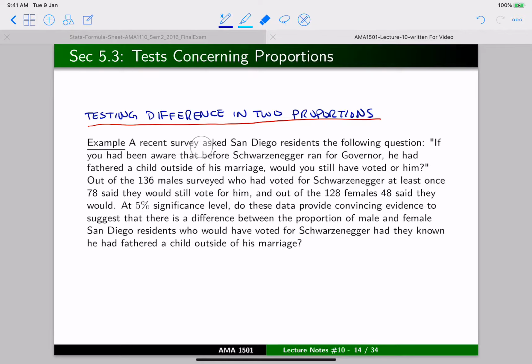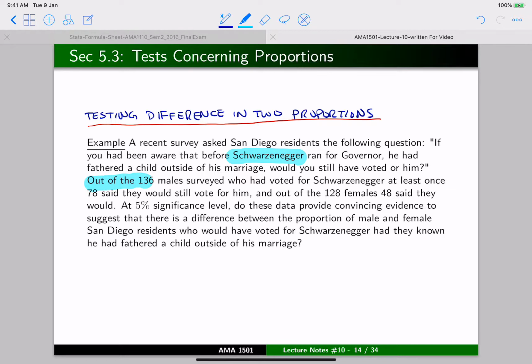A recent San Diego survey asked the following question: if you had been aware that before Schwarzenegger ran for governor, he had fathered a child outside of his marriage, would you still have voted for him? So Schwarzenegger is the Terminator guy, the "I'll be back" guy.